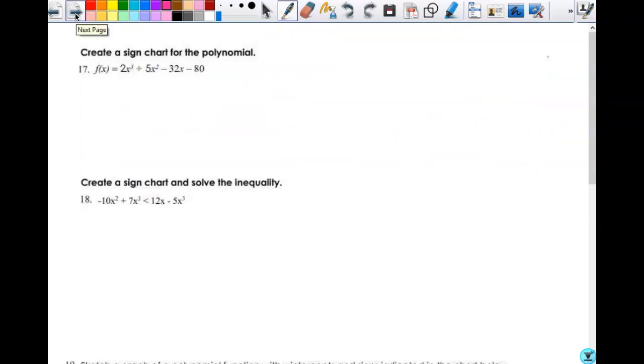17. We're going to create a sine chart. So we just did this. This should be fresh in our brains. So in order to do that, I have to first factor and find all of my zeros. So I'm going to do some grouping here. Here I can factor out an x squared. That leaves me with 2x plus 5. Here I can factor out a negative 16. Leaves me with 2x plus 5.